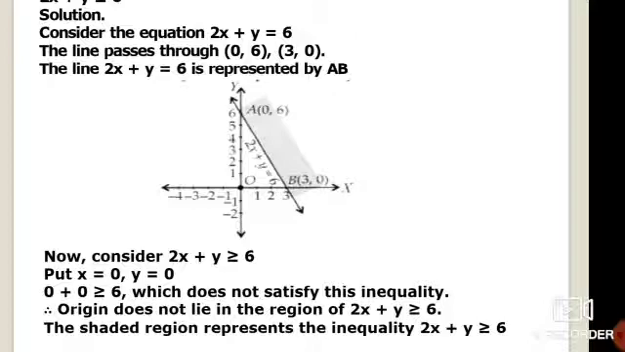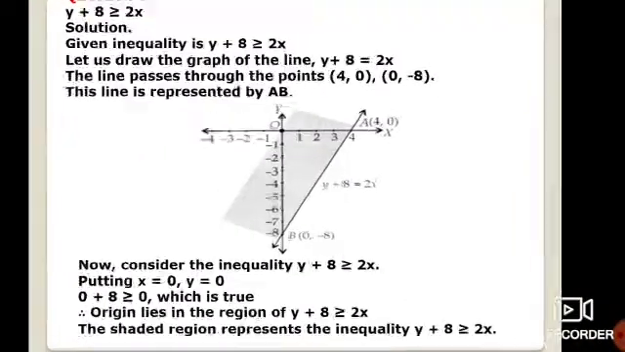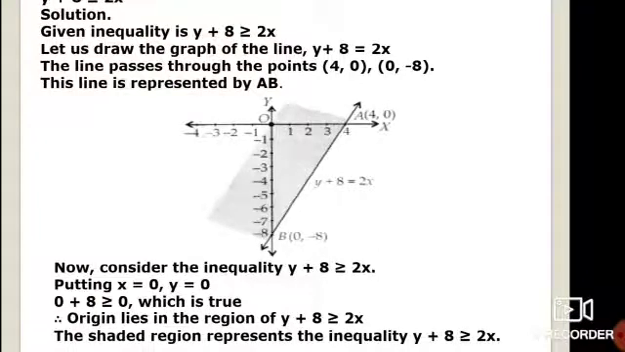So 0 plus 0 greater than or equal to 6. Is it greater than 6? No. So the condition is false. So you have to shade away from the origin. So it is shaded away from the origin. And now since the sign is greater than or equal to, the dark line is drawn. Next one, similar sums. All the sums in the exercise are similar to that.